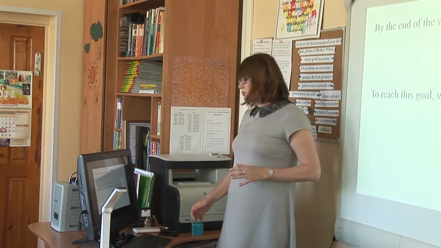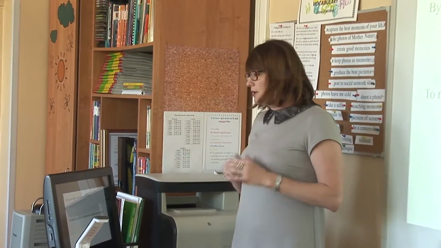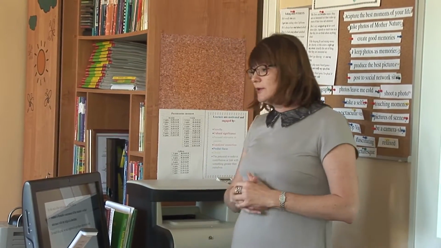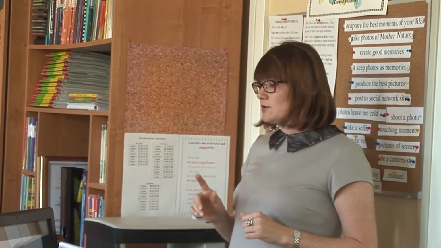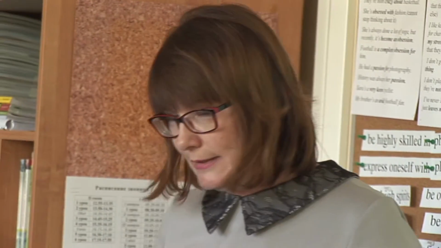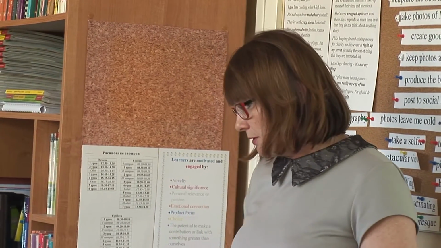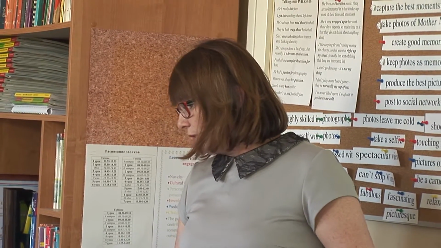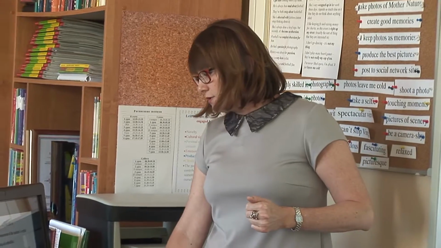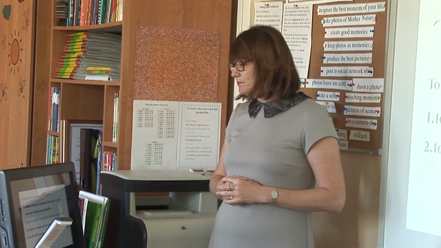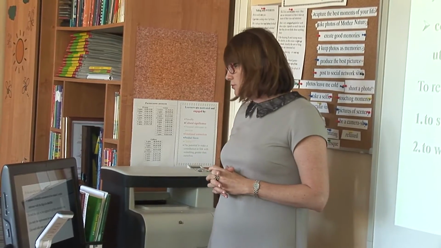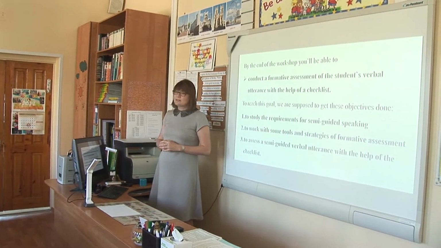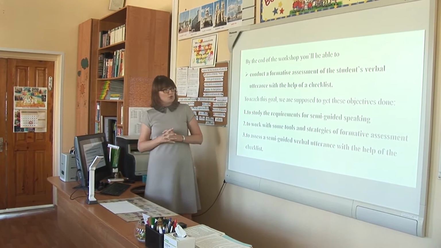So let us see what you are going to learn by the end of the workshop. You will conduct a formative assessment of the student's verbal utterance with the help of a checklist. Actually, lots of different checklists. And you will see and maybe choose what you would like to introduce into your own teaching environment. And to reach this goal, we are supposed to get these objectives done: to study the requirements for semi-guided speaking, to work with some tools and strategies of formative assessment, and to assess a semi-guided verbal utterance with the help of the checklist. Okay.